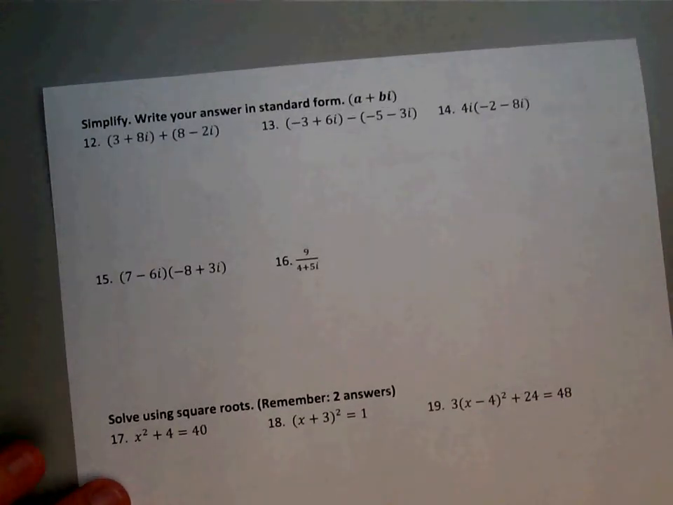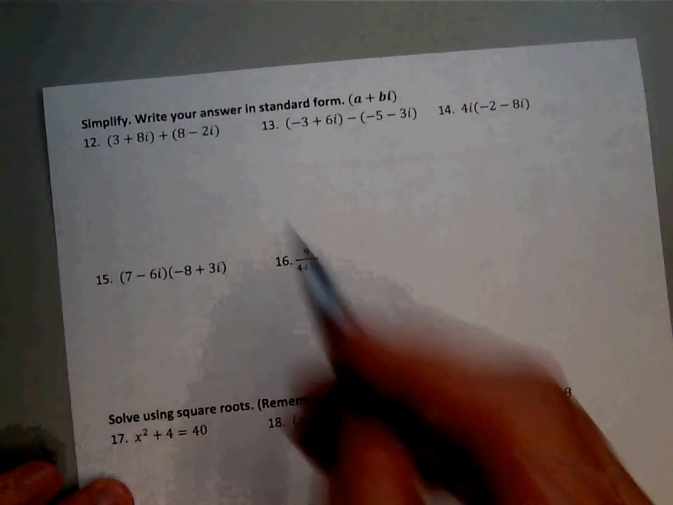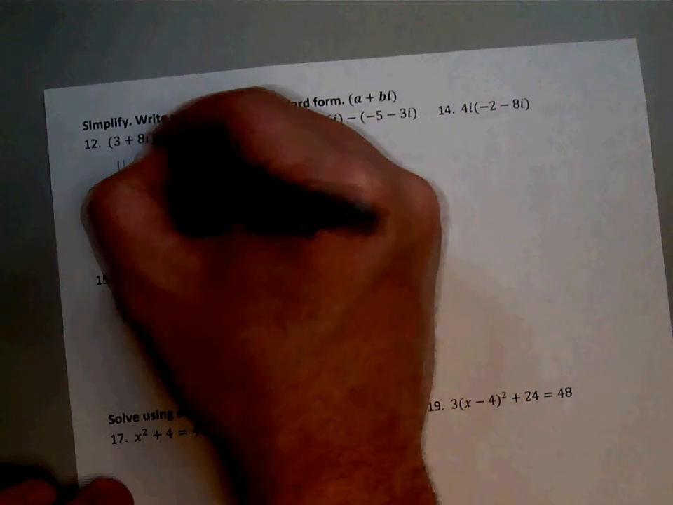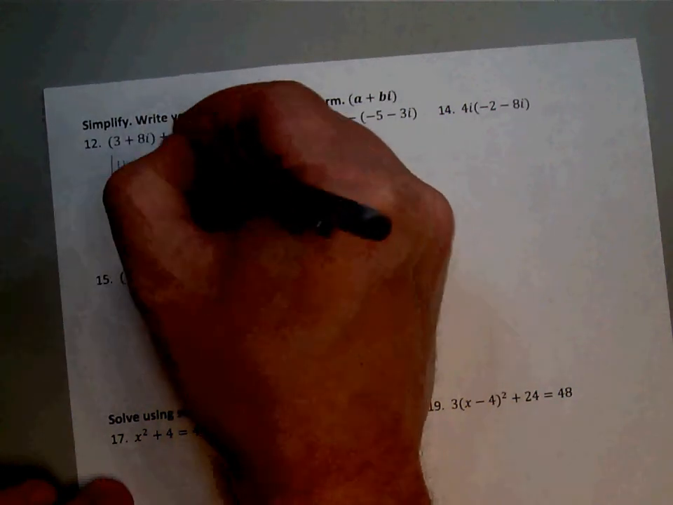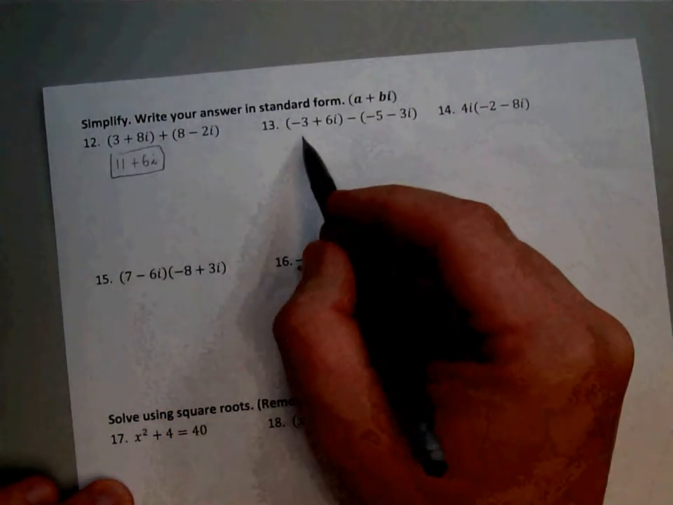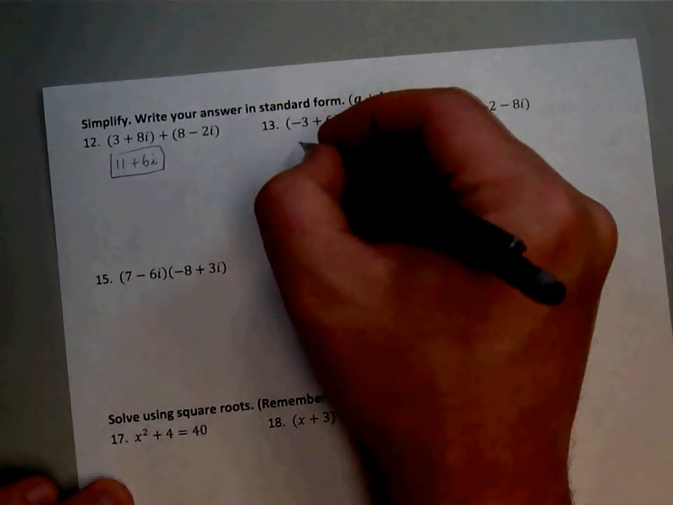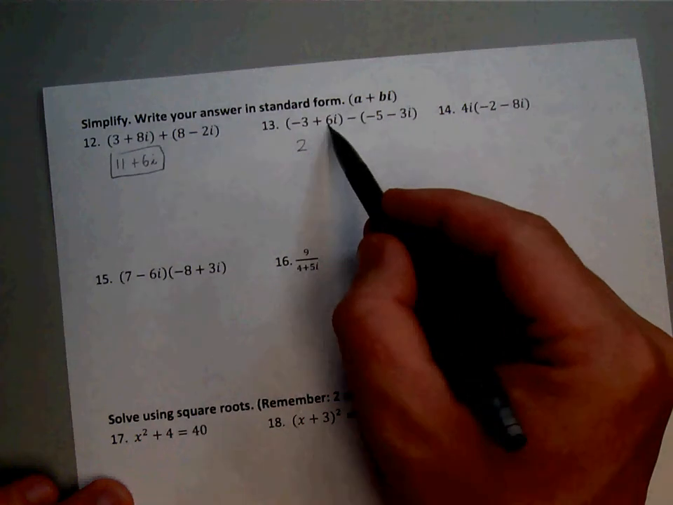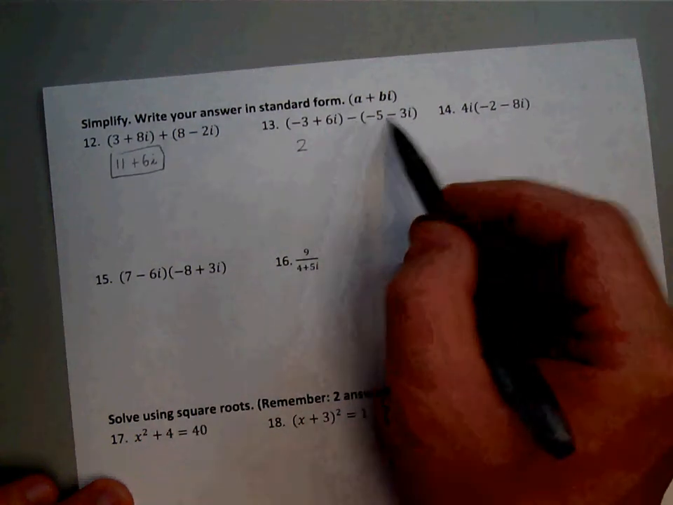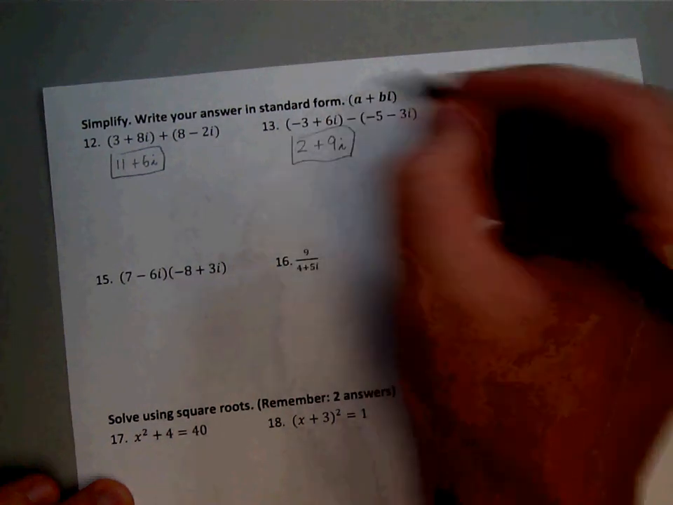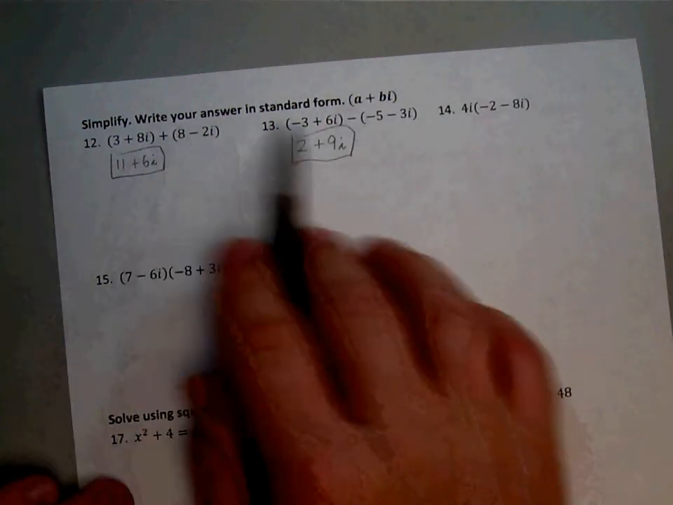Back page. We've got these complex numbers. Go ahead and add them. 3 plus 8 is 11. 8i minus 2i is 6i. Number 3, we're subtracting. Negative 3 minus negative 5, that's like negative 3 plus 5, which is 2. 6i minus negative 3i, that's like 6i plus 3i, so that's 9i. Don't FOIL on these two problems. They were not multiplication, they were addition and subtraction.